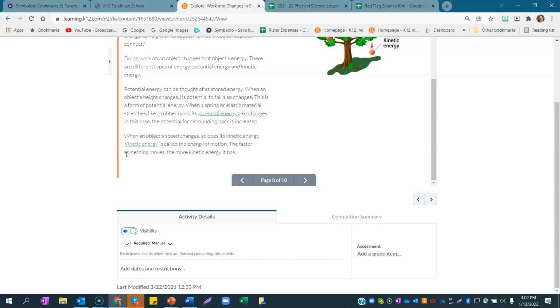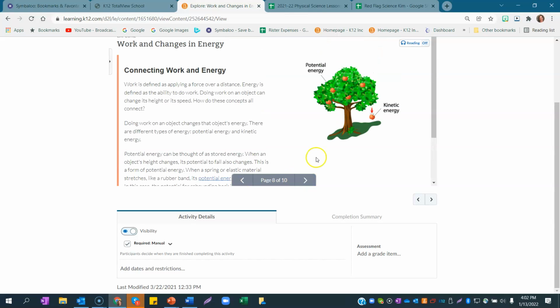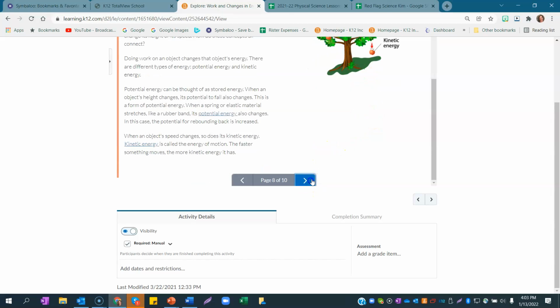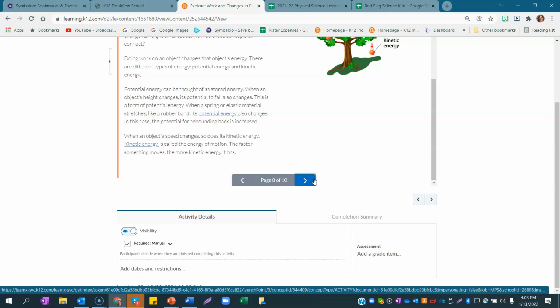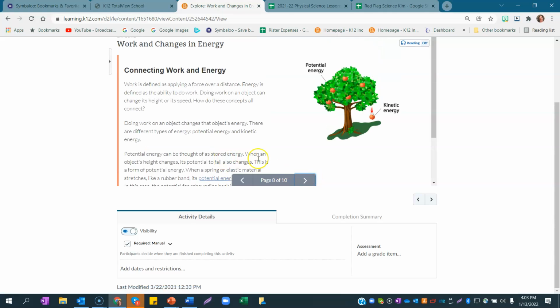So how is potential energy converted to kinetic energy? If you look at the picture here, you can see a good example. Potential energy: the apple is up in the tree. It's got more potential energy here because of its height, right? It's not moving yet, but as it falls, the potential energy is going to decrease, but it's gaining kinetic energy as that speeds up. So now we're looking at the conversion between the two.